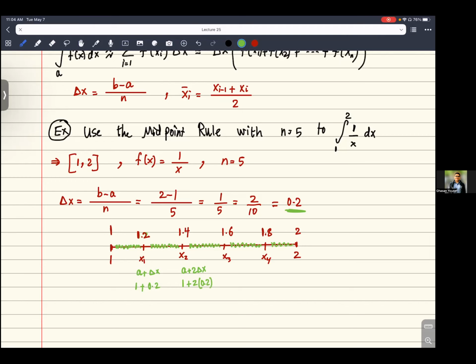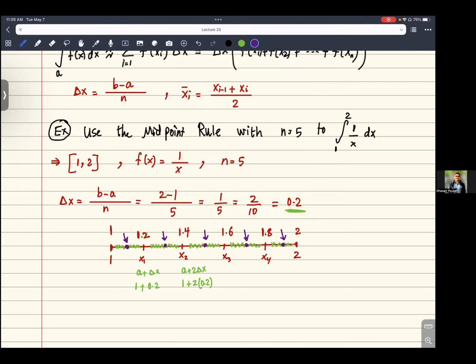Okay, now we need to find the midpoint. A midpoint is a point in the middle of a subinterval. This is my midpoint. And here's my second midpoint, and here is the third one, here is the fourth one, and here is the fifth one.